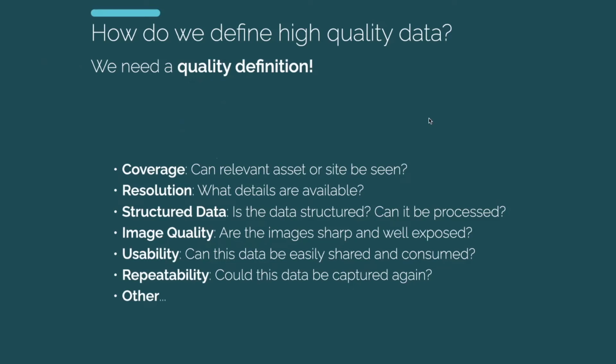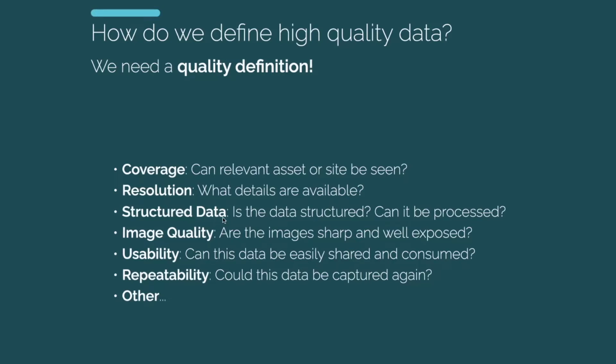We've come to the point where we can think about things like quality definitions, and quality definitions could be very custom. They could be very dependent on the business you are in. But essentially it needs to look at a few different parameters, and analyze the data from many different angles. Some of the parameters that I've mentioned here are coverage: can the relevant asset or site be seen completely in the data set? Resolution: what details are available in the data set? How much further can you see?